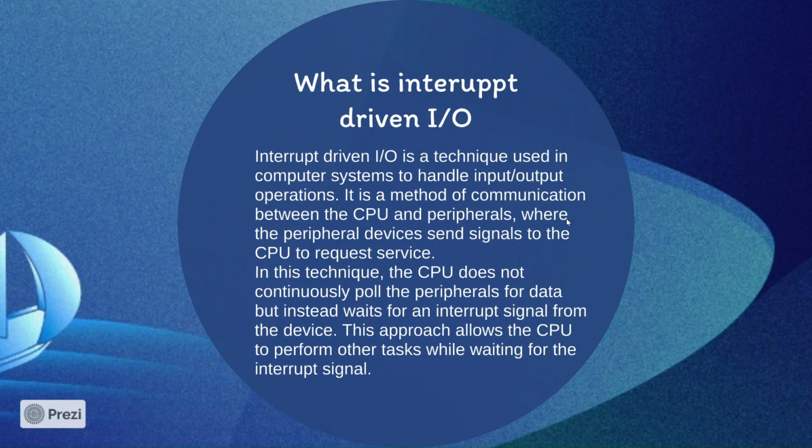What is interrupt driven IO? Interrupt driven IO is a technique used in a computer system to handle input output operations. It is a method of communication between CPU and peripherals, where the peripheral devices send signals to the CPU to request service. In this technique, the CPU doesn't continuously poll the peripherals for the data, but instead waits for an interrupt signal from the device. This approach allows the CPU to perform other tasks while waiting for the interrupt signal.